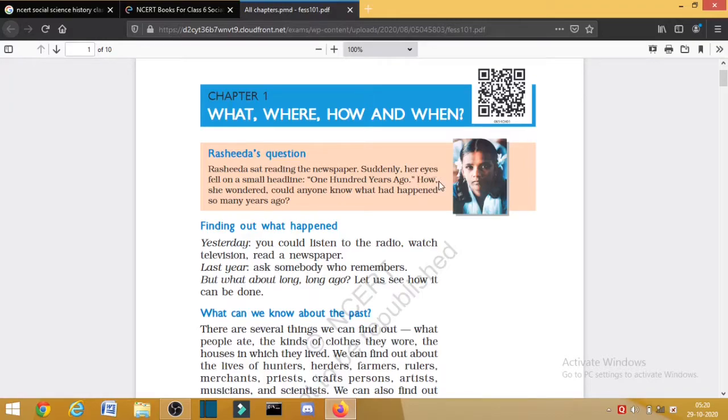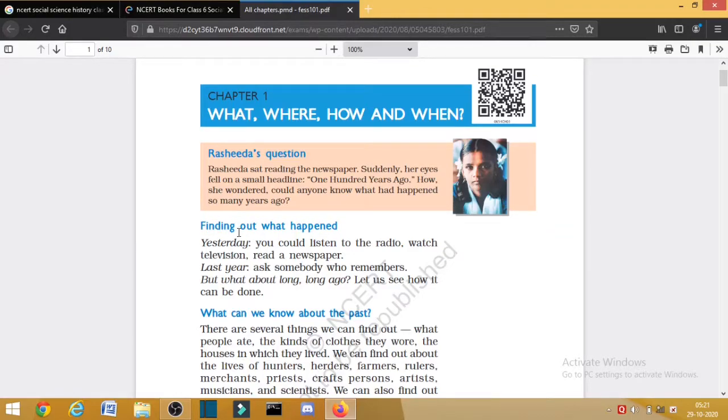She was reading a newspaper at the time. She saw a headline in which it was written 100 years ago. How, she wondered, could anyone know what had happened so many years ago? As she saw that 100 years ago, she was very surprised. Would anyone know what had happened so many years back?